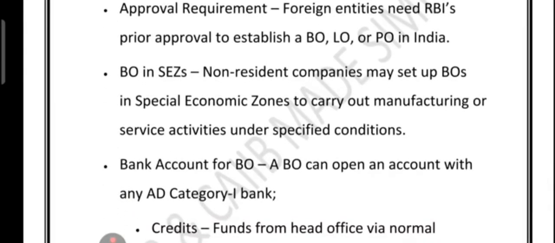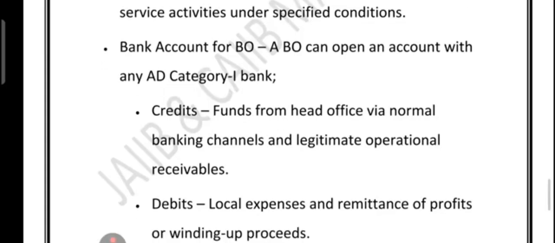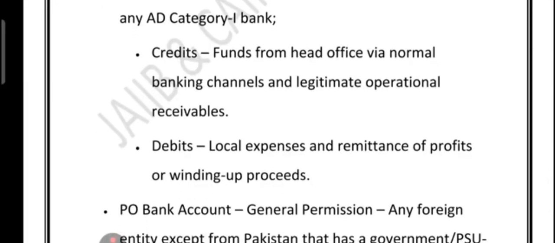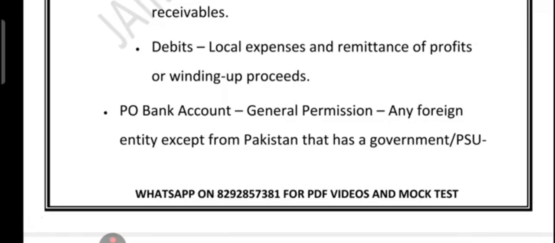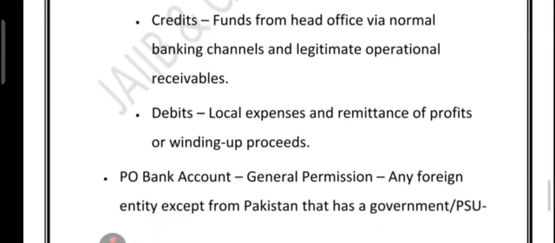Then BO in SEZ. A foreign company can open a branch office in a special economic zone for manufacturing or services under certain conditions. What is the bank account for BO? For credit, which means money in, funds from the head office and legitimate operational earnings. What about the debit, which means money out: local expenses, profit repatriation, closing down payments. What about the bank account for PO? Most foreign companies can open one without prior RBI approval if they have a government or PSU awarded project. Right? So basically, BO, PO, LO, these are the different types of offices that foreign companies can set up in India. Branch office, liaison office, project office, right?